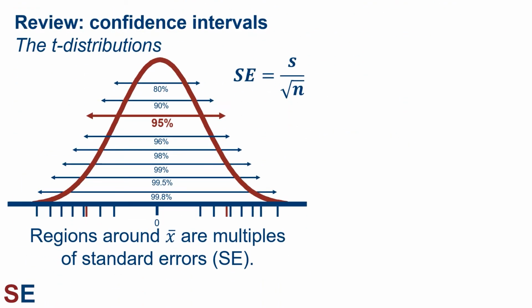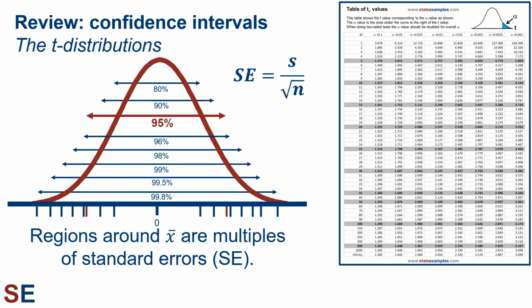There isn't just one t-distribution, there's a different t-distribution for each sample size. The standard deviation of each t-distribution, something called the standard error, is equal to the sample standard deviation divided by the square root of the sample size. Regions around the sample mean, which contain certain proportions of the overall area, are multiples of these standard errors. These regions correspond to probabilities in the same way that we can use the normal distribution to calculate probabilities. The widths of these regions are calculated and tabulated in t-tables like the one shown here from the Stats Examples website.